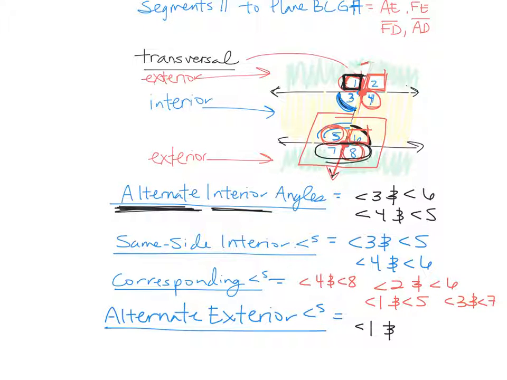1 and what are alternate exteriors? Which one of these guys? 7 or 8? 8. It'd be 8, right? Because it has to be on the opposite side of the transversal. So if it's on the left, move it to the right. So 1 and 8, and then 2 and 7. Okay? Questions on those?